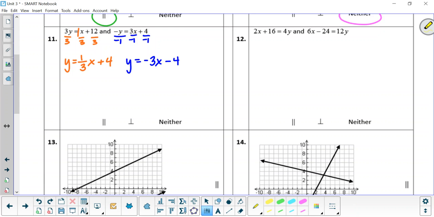Now if I'm looking at my numbers, I have a 1/3 and a -3. So yes, they are opposite. One's positive, one's negative. And if I have 1 over 1/3 and I flip it to a -3 over 1, that really is just -3. So these are perpendicular.